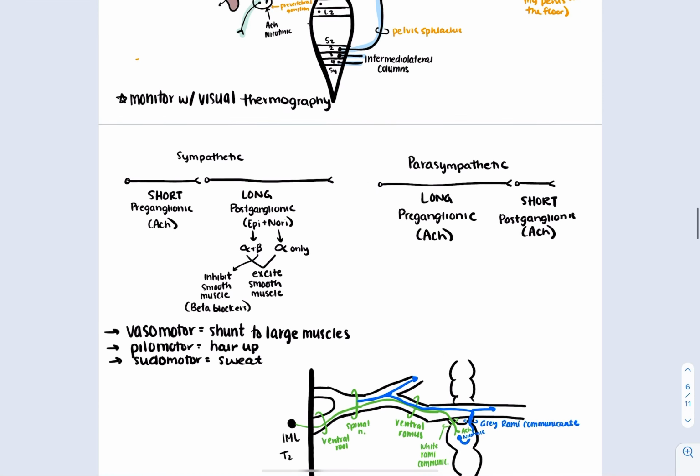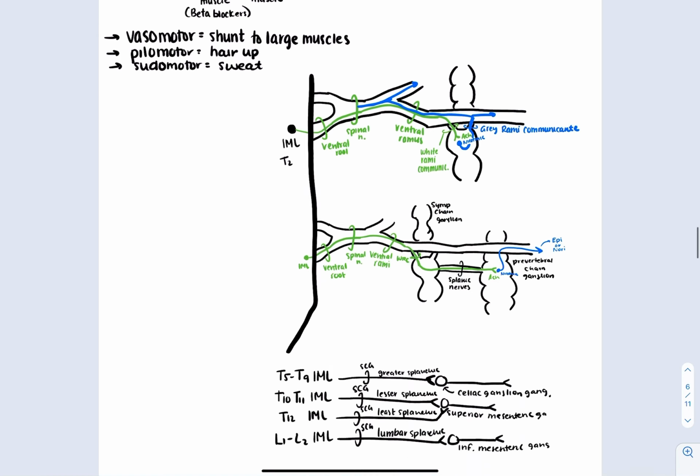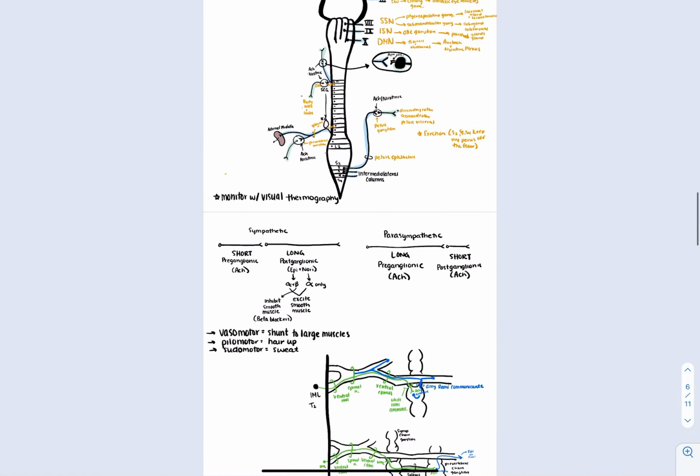So in my little picture, you can just see what you need to know: long preganglionic, short postganglionic. And that is my really brief autonomics.